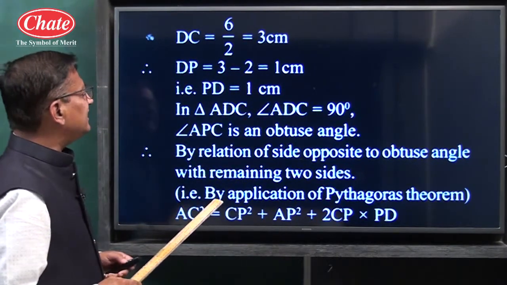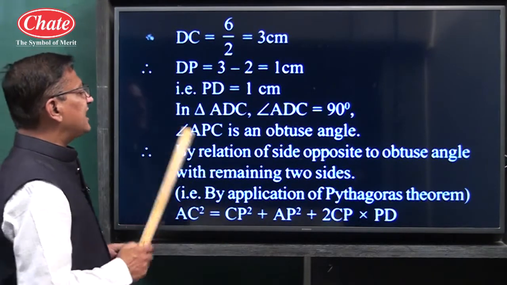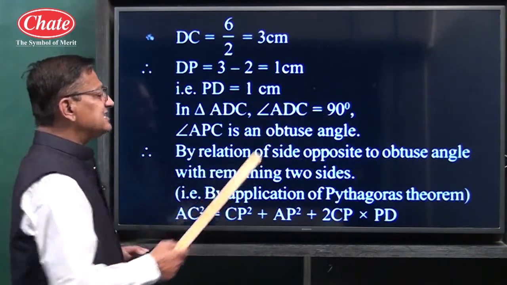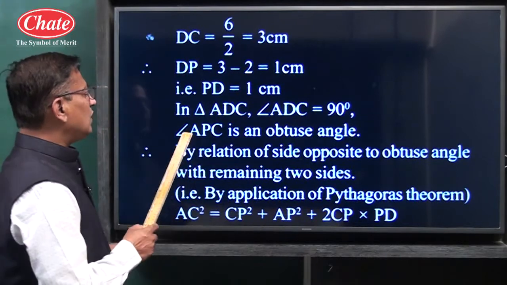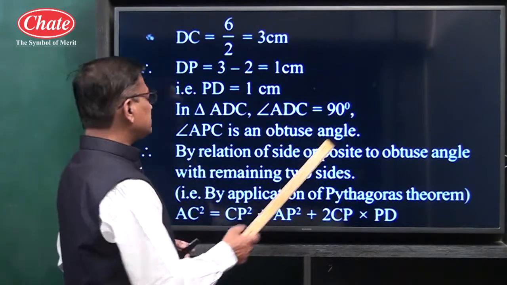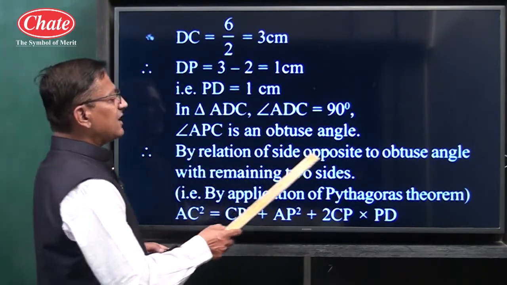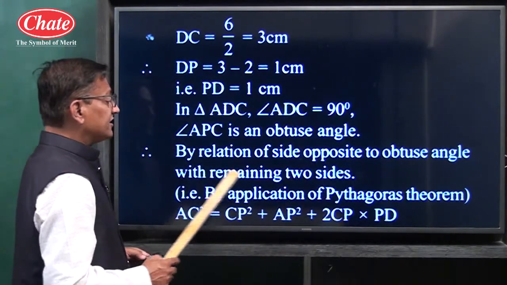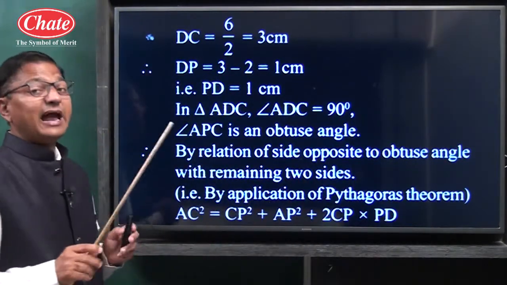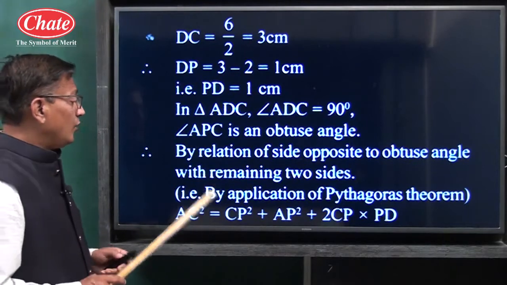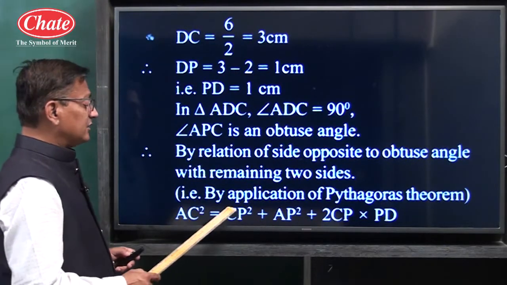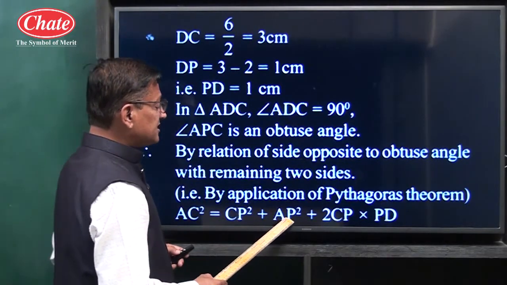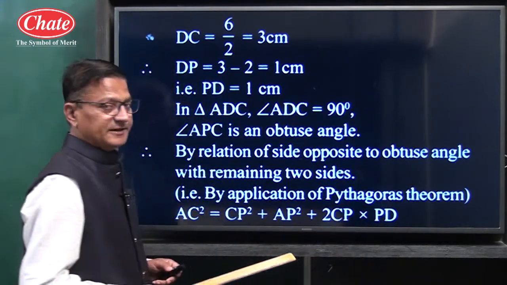Now in triangle ADC, angle ADC is equal to 90 degrees. So angle APC is an obtuse angle. By the relation of the side opposite to an obtuse angle with the remaining two sides, that is, by application of Pythagoras theorem, we can write AC square is equal to CP square plus AP square plus 2CP into PD.